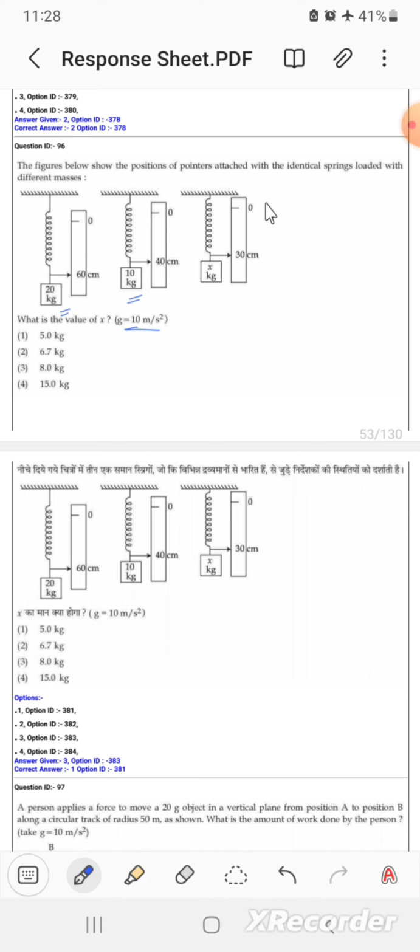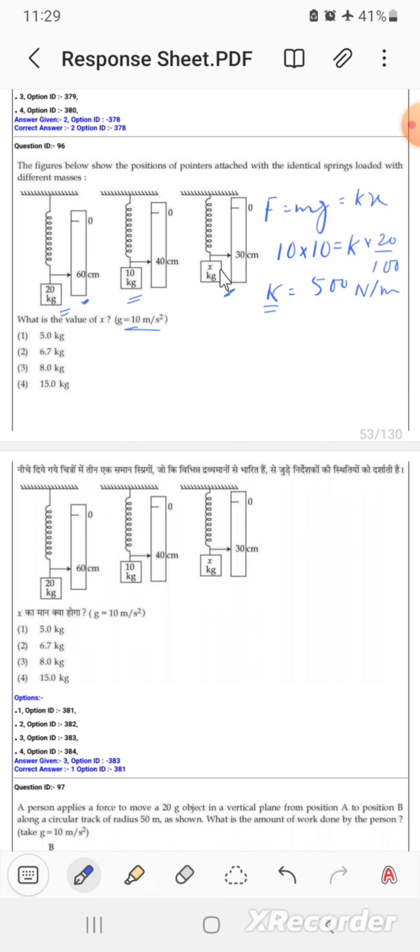So from the formula we can write F equals mg equals kx. So mass reduced by 10 kg, that is 10, and g is here 10, k we have to find out, and x the reduction is 20 centimeter, that is 20 by 100. So k will be 500 newton per meter. Now we will use this value of k in the next condition, in which we are comparing the first case and the third case.